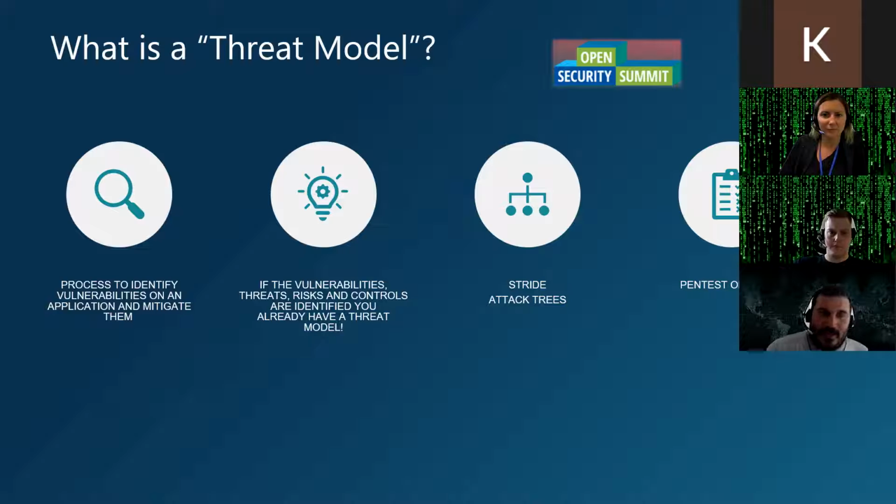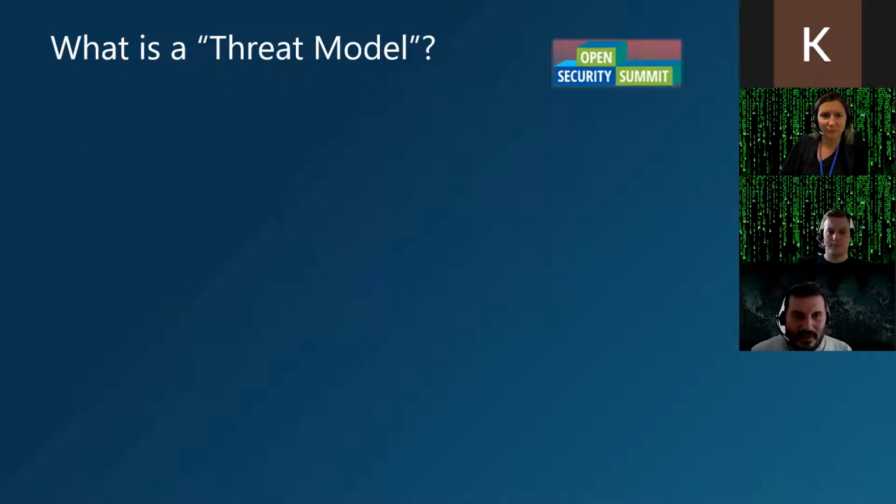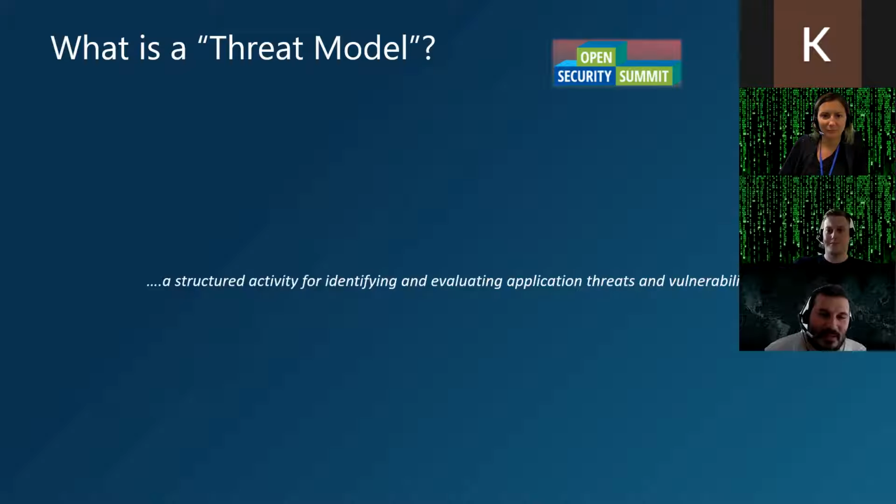I'm going to talk about the pen test on paper. When you do a pen test, you definitely need to make sure that you know your threats, your vulnerabilities, your risks, and what controls you have around, so you can do your pen test and you can mitigate the risks. So it's a structured activity for identifying and evaluating application threats and vulnerabilities.